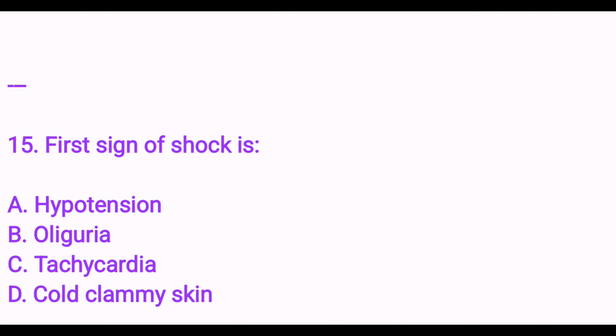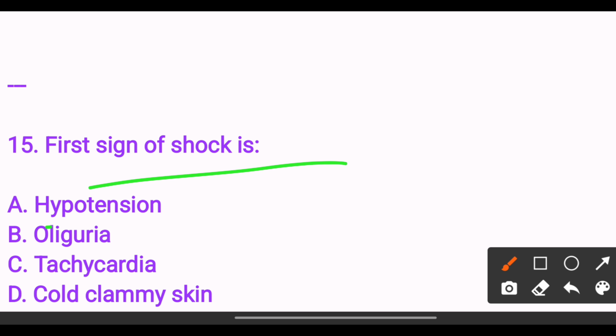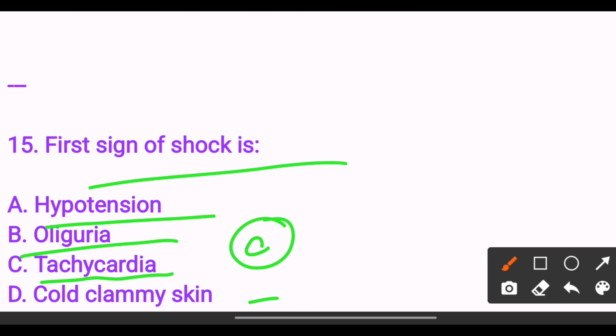First sign of shock is option A hypotension, option B oliguria, option C tachycardia, option D cold clammy skin. The answer is option C tachycardia. Heart rate increases early to compensate. When shock occurs, suddenly the heart rate will increase.